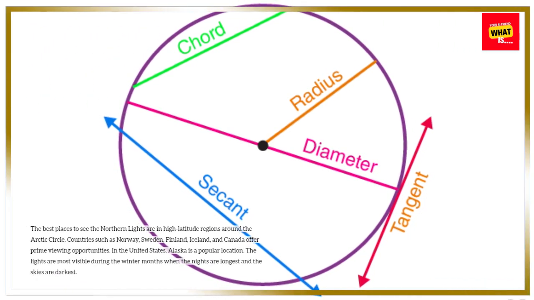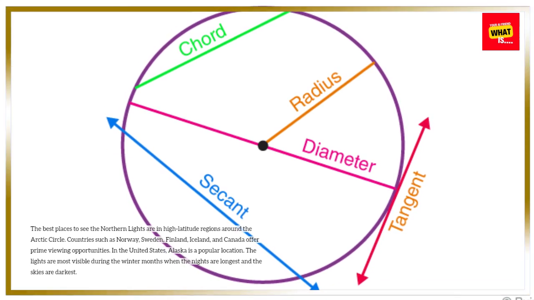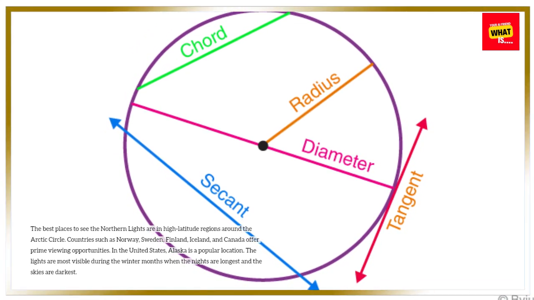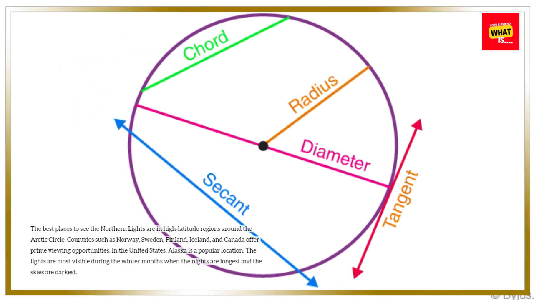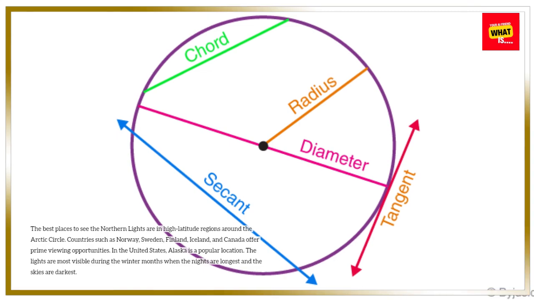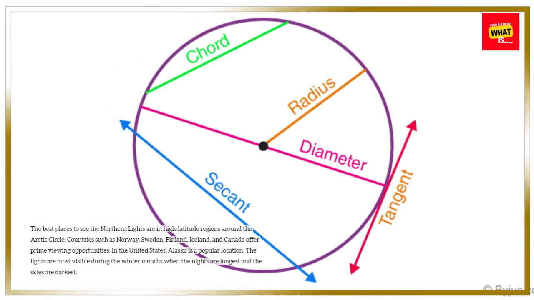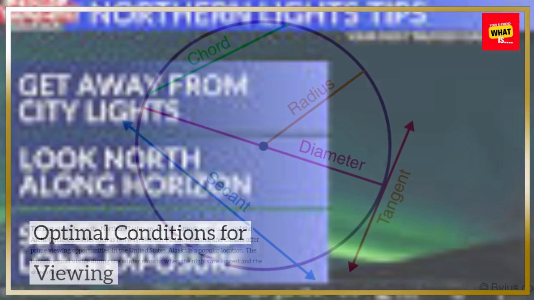Best viewing locations. The best places to see the Northern Lights are in high-latitude regions around the Arctic Circle. Countries such as Norway, Sweden, Finland, Iceland, and Canada offer prime viewing opportunities. In the United States, Alaska is a popular location. The lights are most visible during the winter months when the nights are longest and the skies are darkest.